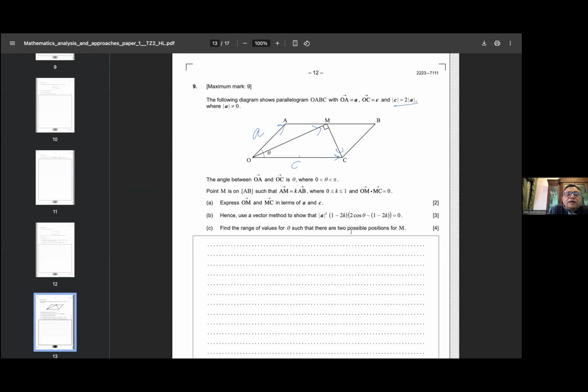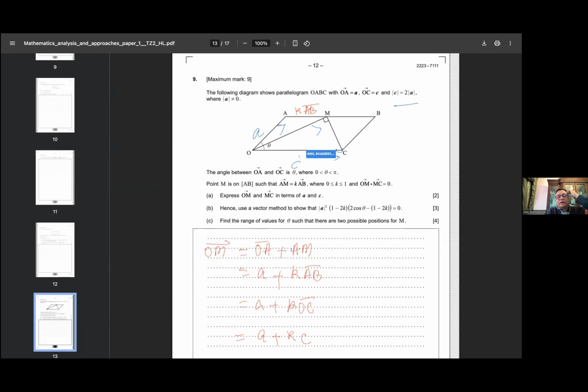So you can see from the vector diagram, we are also given AM is k times AB, right? But AB is the same as OC, right? So we can write OM equals OA plus AM. So it equals OA, which is a, plus AM, which is k times AB, correct? AB is the same as OC, which is c, so k times c. They are parallel. It's a parallelogram, right? So OM is a plus kc.